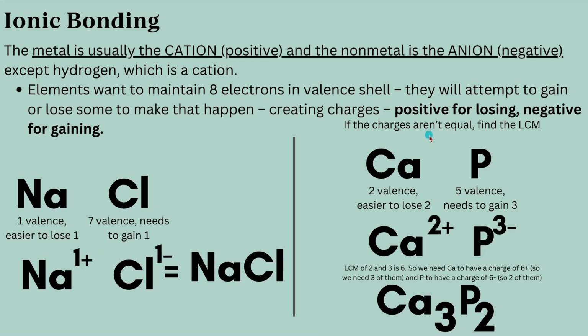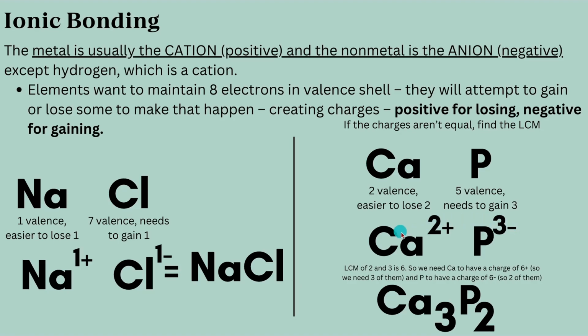Now for these two, calcium and phosphorus. Calcium has 2 valence electrons, it's going to lose those 2. Phosphorus has 5 valence electrons, it's going to gain 3. So calcium will be the cation with the positive 2 charge. Phosphorus will have a negative 3 charge.